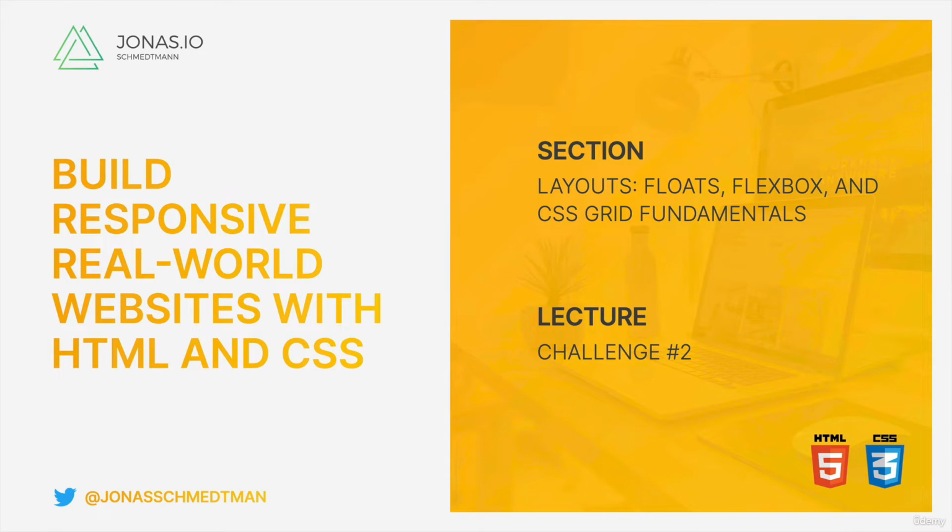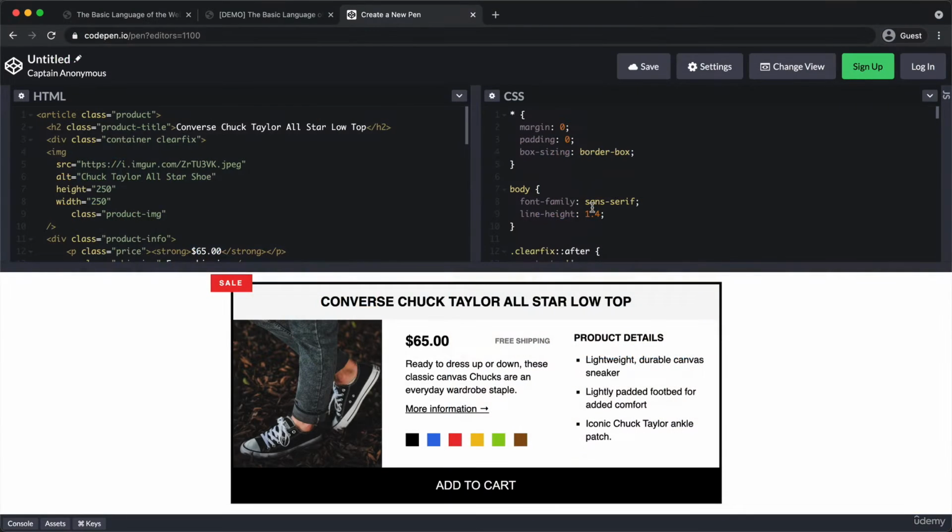Time to practice your new Flexbox skills in coding challenge number 2 of this section. And once again, here I already have the code from the last challenge, which we will use as a starting point for this one. And also, as always, you can find a link to this code somewhere in this lecture. All right. So what we're going to do now is to basically replace floats and do everything with Flexbox.